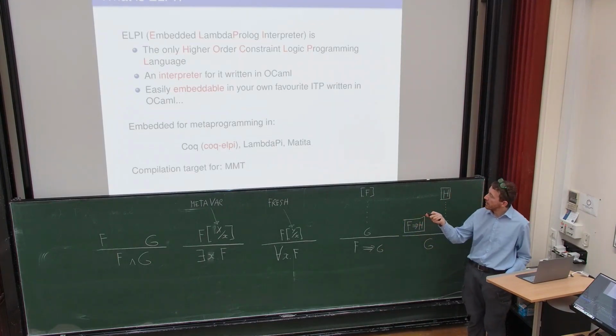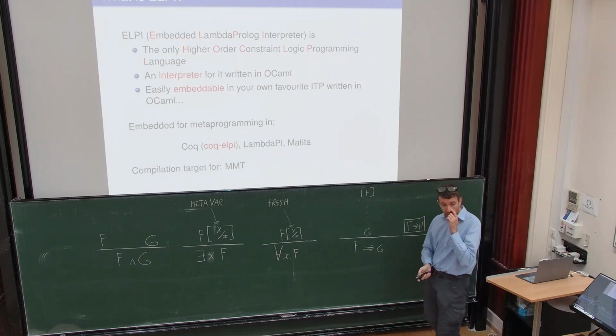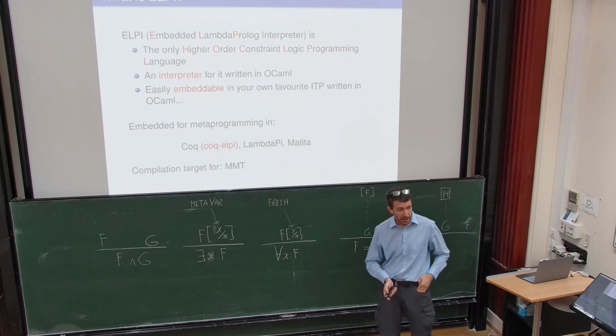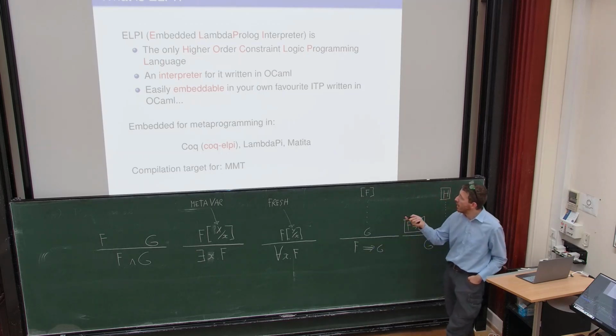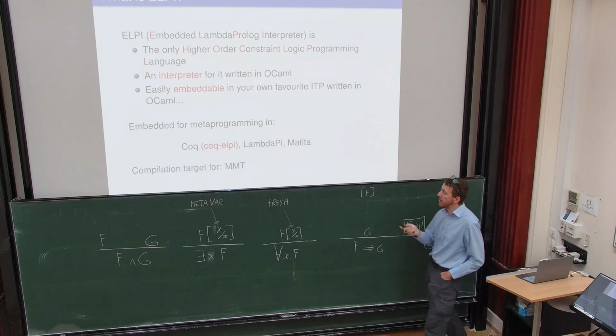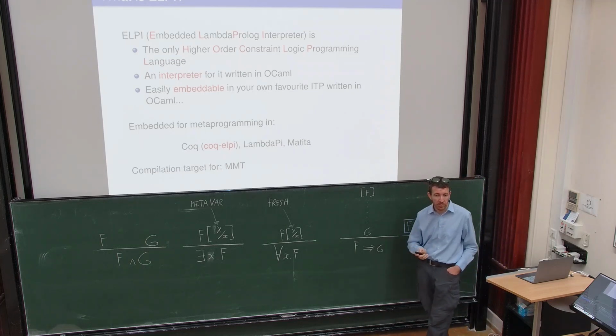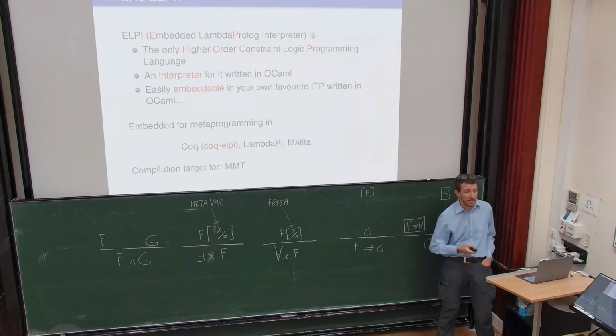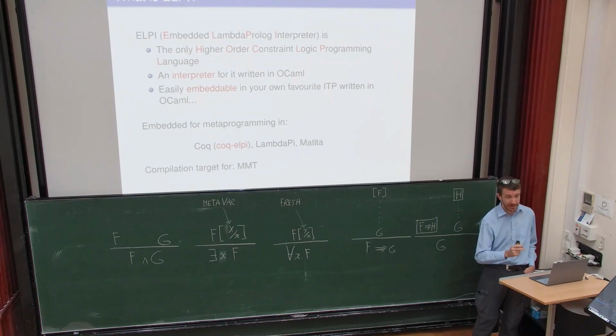And right now it is actually embedded in Coq, so you have this Coq ELPI extension that allows you to do metaprogramming in Coq with this language. It is experimentally embedded in Lambda Pi, in Matita, and the MMT system of Vabe is not implemented in OCaml, so it cannot embed it, but it uses this as a compilation target for the experiment. Lambda Pi is Dedukti? Lambda Pi is Dedukti, yeah, it's one of the two implementations of Dedukti.